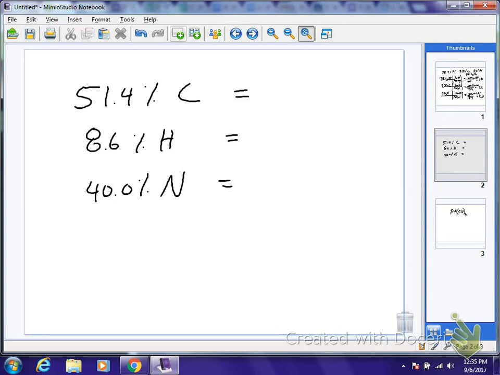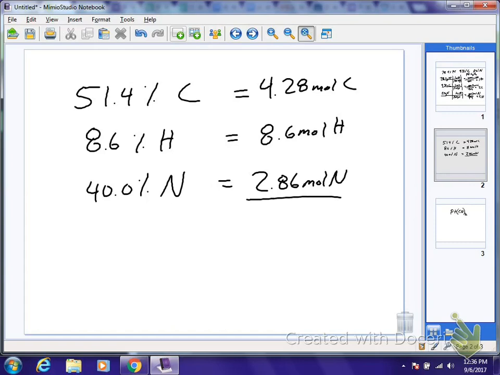When you do that, you can look at those and make comparisons. So 51.4 divided by 12 gives you moles: 4.28 moles of carbon, and then that's pretty much 8.6 moles of hydrogen. Might be a little less than that, and then this one's 2.86. So the smallest number of moles is nitrogen.